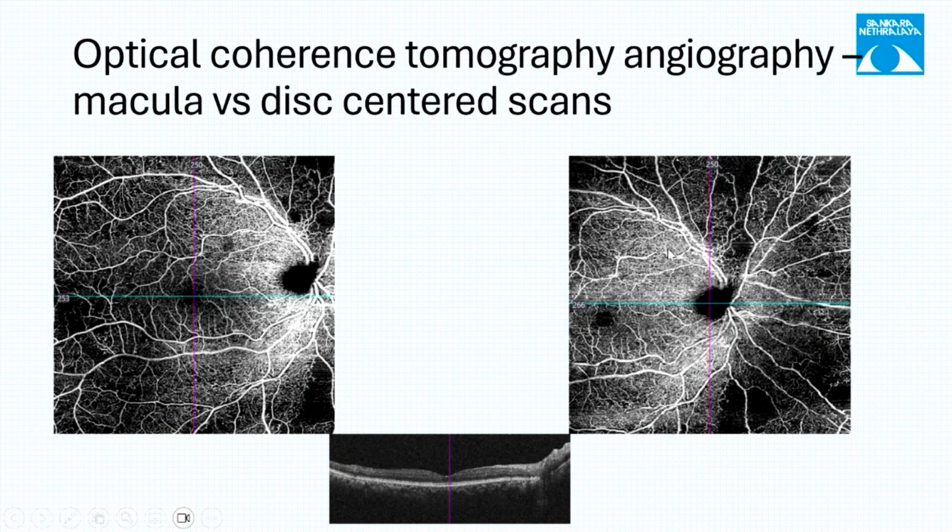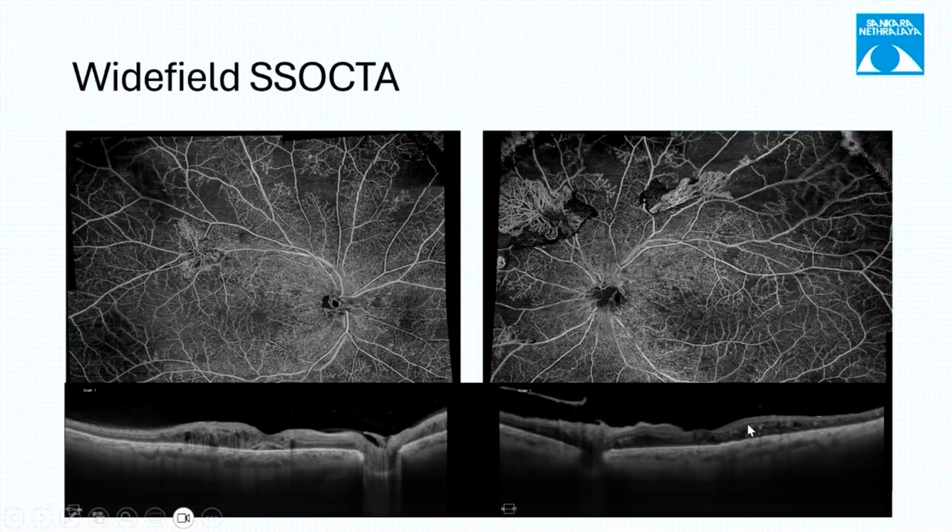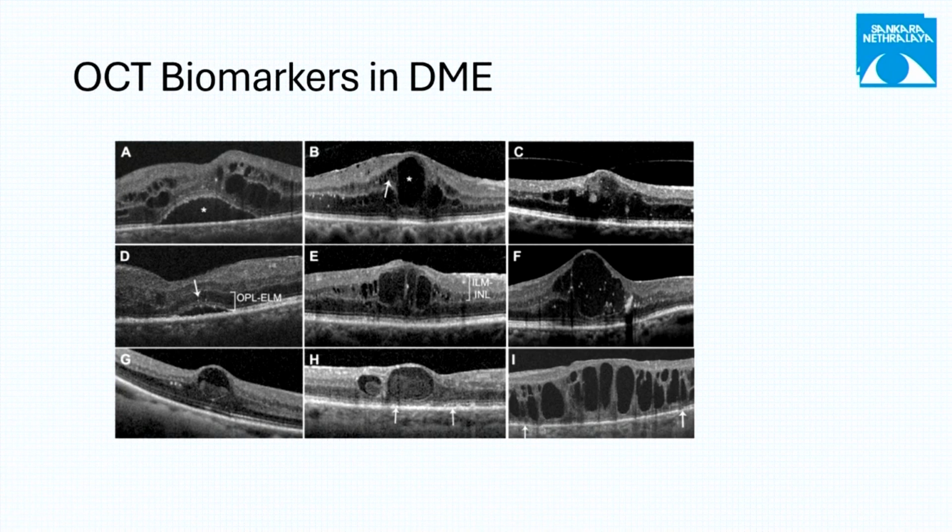So it's important to center your image on the optic disc. This patient is at risk for developing proliferative changes in future. And then you have wide field swept source OCT angiograms, which give you a picture that is almost as good as a fluorescein angiogram, though it doesn't show you leakage.